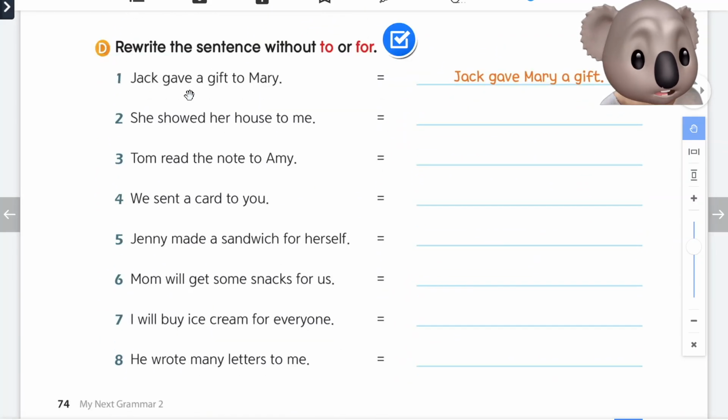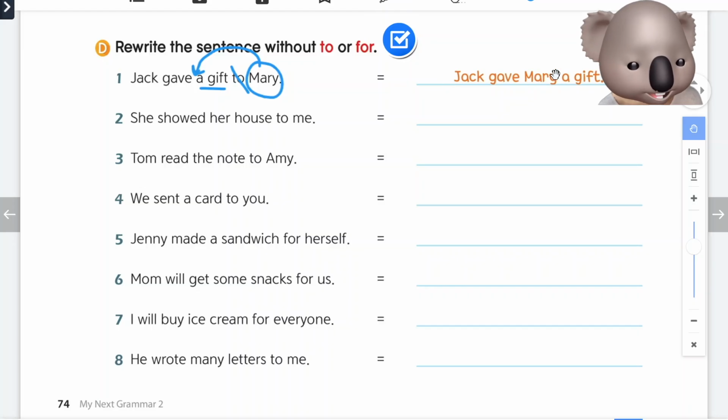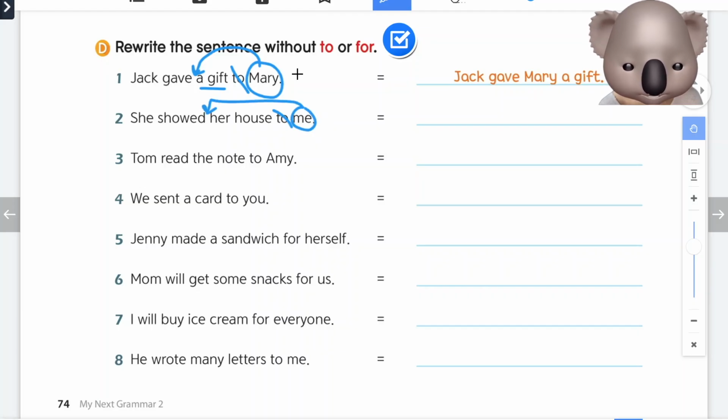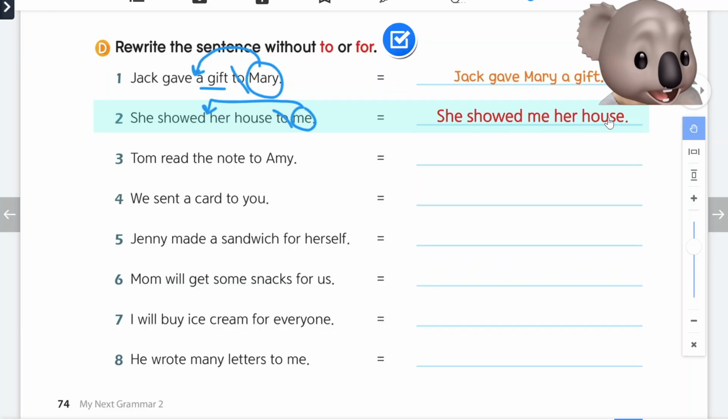Very nice. In part D, we need to rewrite the sentences without to or for. Number 1, Jack gave a gift to Mary. to를 없애지면 Mary가 동사 뒤에 나와서 our direct object is a gift. Jack gave Mary a gift. Very good. Number 2, she showed her house to me. 그럼 to를 없애지고 our indirect object comes after the verb. Our sentence will say, she showed me her house.